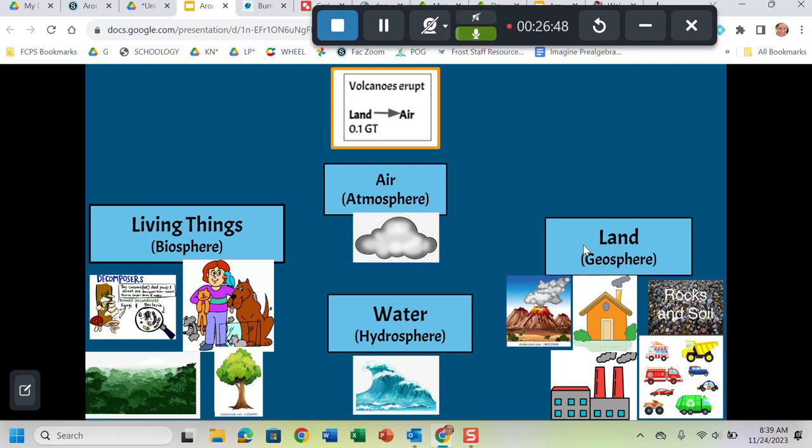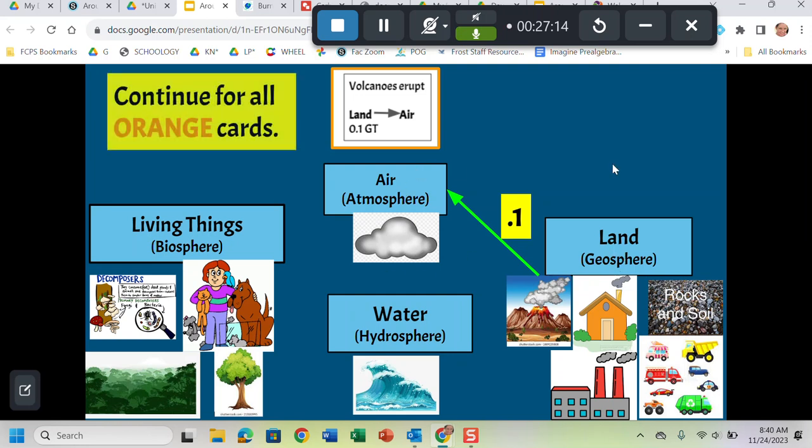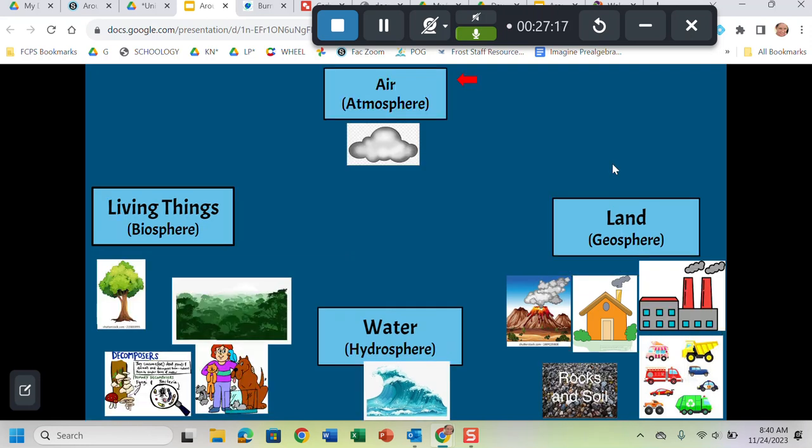When that happens, scientists have estimated that 0.1 gigatons will be released. 0.1 gigatons of carbon will go from land to air. Then we actually had little orange cards for most of these processes. And so each time we knew an amount of carbon that was going from one sphere to another. Okay, we did this with all of the orange cards, and what we ended up with is we have carbon moving from the air to the living things and also to the water.